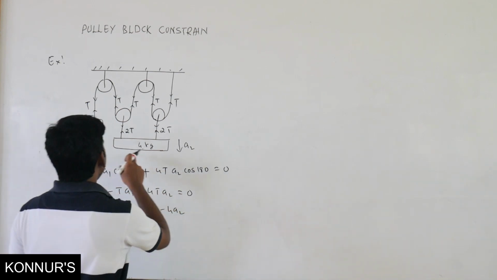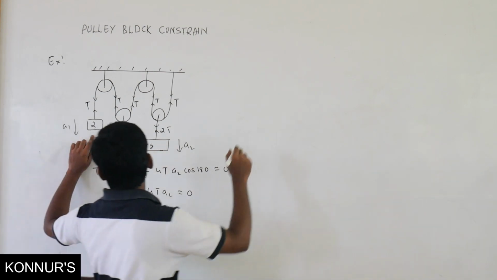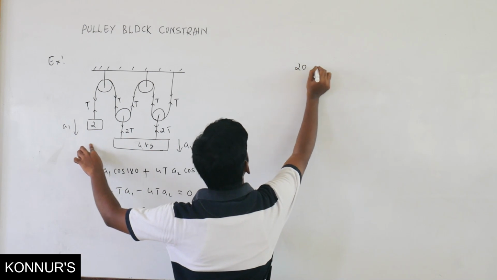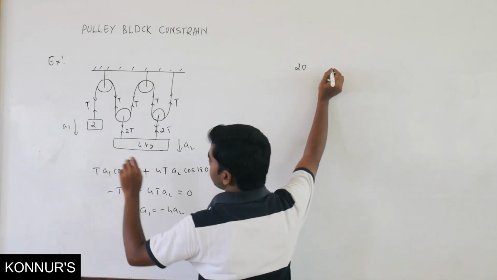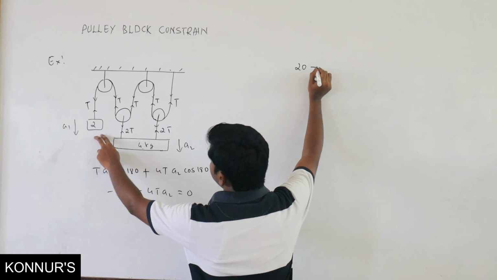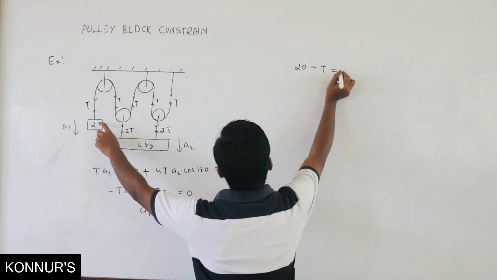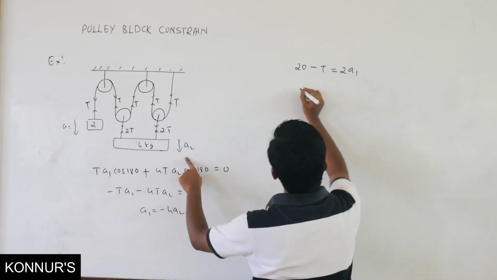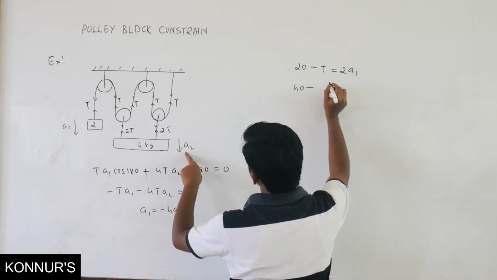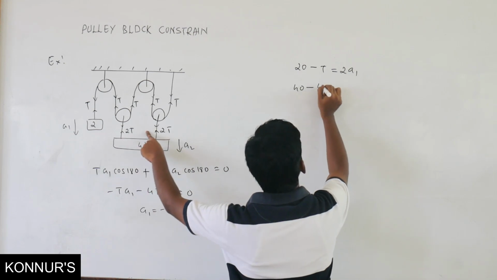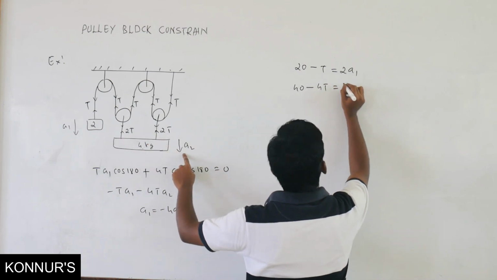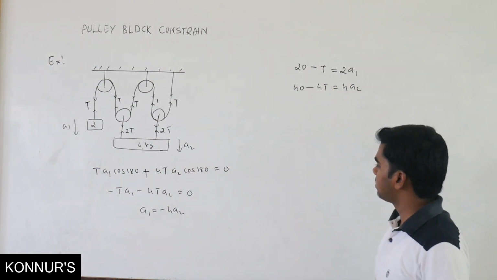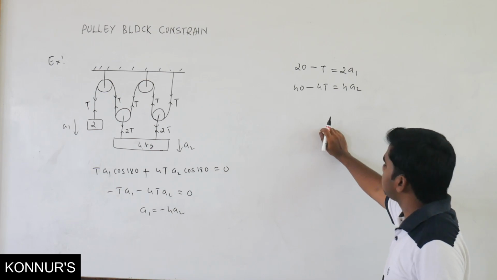Now apply the net force here. What is the net force here? It is moving downward, so 20, I am taking acceleration due to gravity as 10. So 20 minus T equals 2a1. Similarly here 40 minus 4T equals 4 kg into acceleration, 4a2. So you got total 3 equations and 3 unknowns.